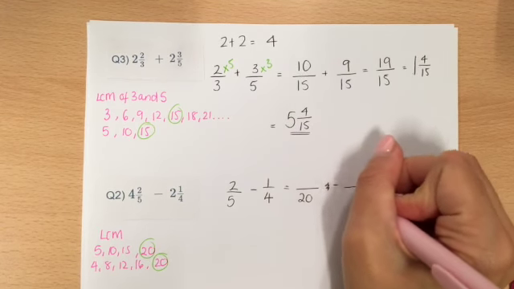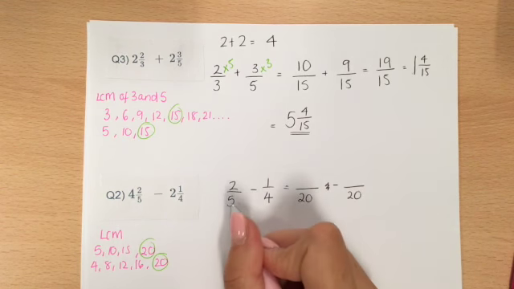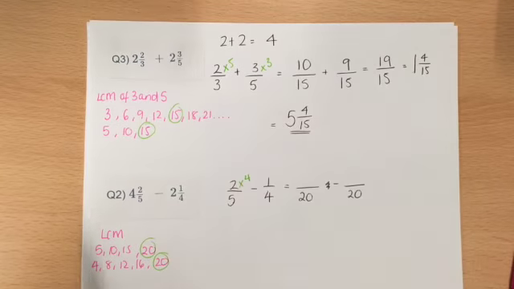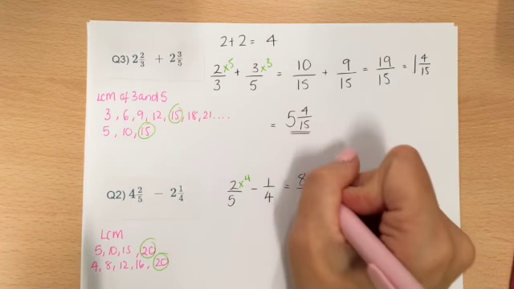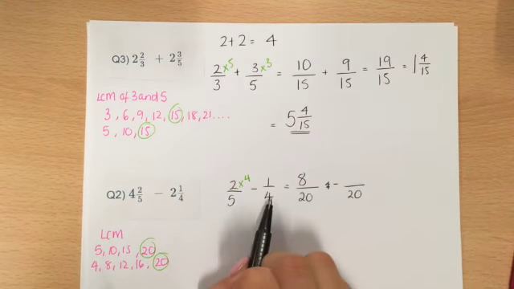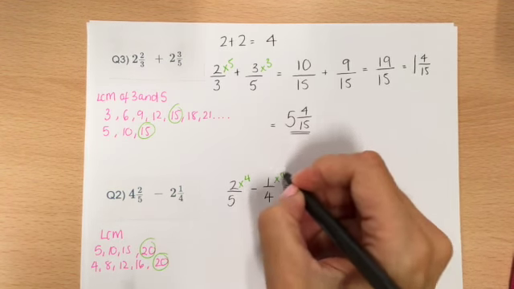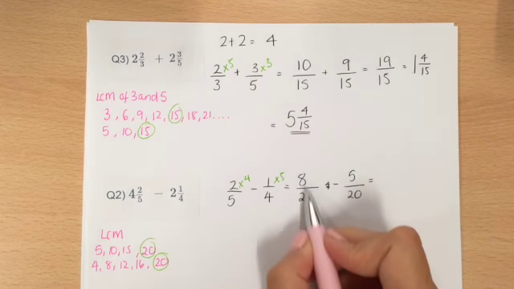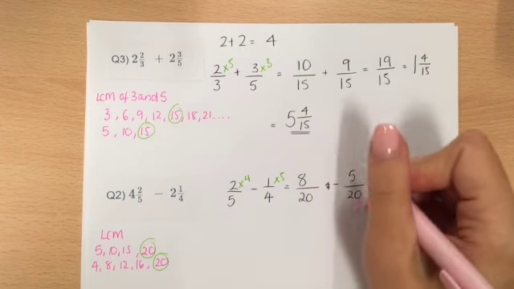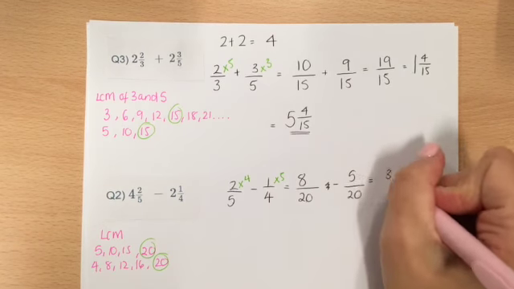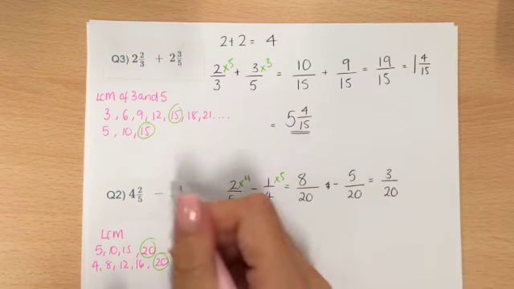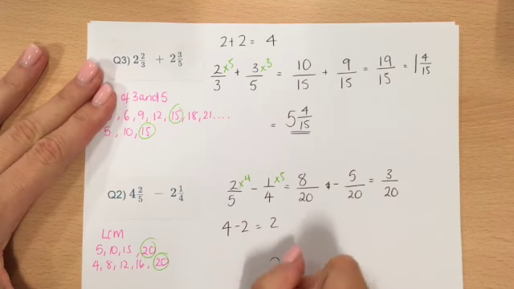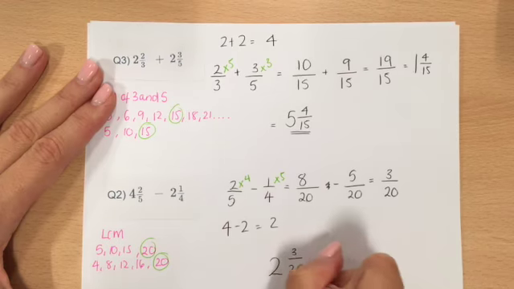Let's take away this time. So what would I times 5 by to get 20? And that's 4. So this one is going to be 8 over 20. And what do I times 4 by to get 20? Well, I times it by 5. So this one's going to be 5 out of 20. This is quite a nice one. So 8 out of 20 take away 5 over 20 is 3 out of 20. So let's do the whole numbers. 4 take away 2 is 2. So my final answer is 2 and 3/20.